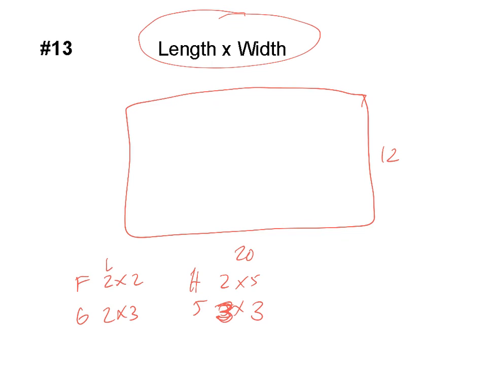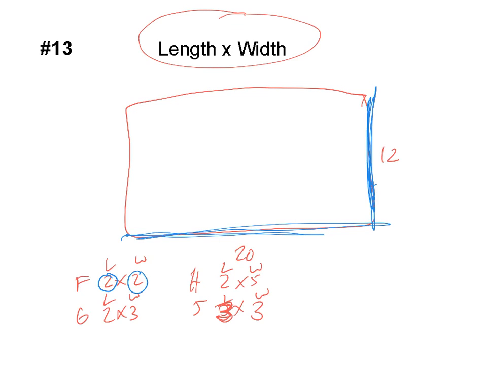Remember, it goes length, width, length, width, right? And so we have to ask ourselves for F, can I have tiles that are 2? Will they fit perfectly? Yeah, because 2 is a factor of 20. And then the width. Can 2 work? Yeah, because the width of this rectangle is 12, right? I can put 2 plus 2 plus 2 plus 2 and eventually end up with 12, right?